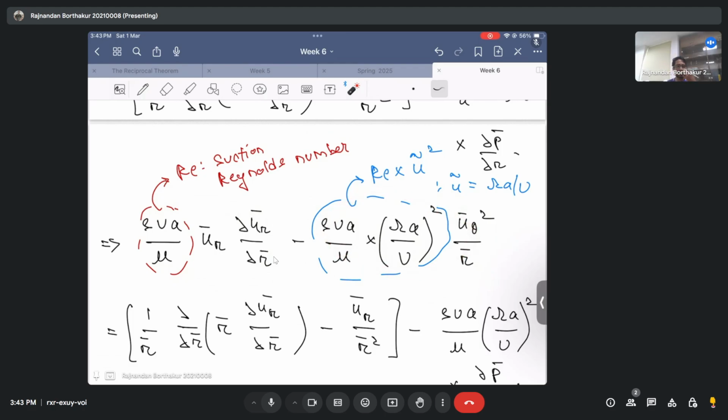So you can appreciate how powerful non-dimensionalization is here. Just by tuning a single parameter, I can say which term dominates over the other.